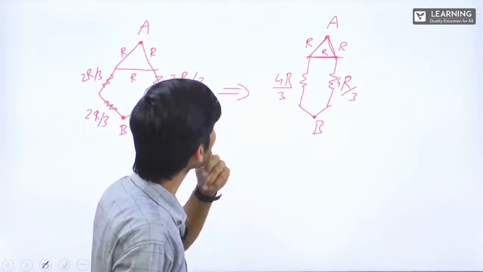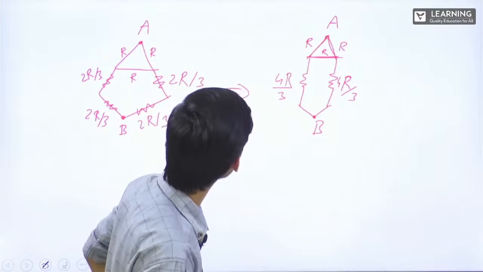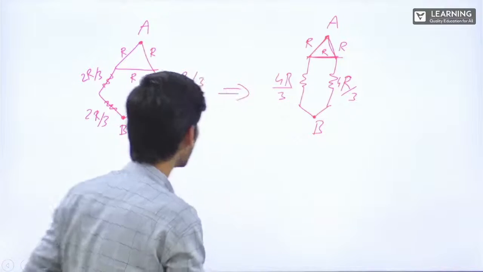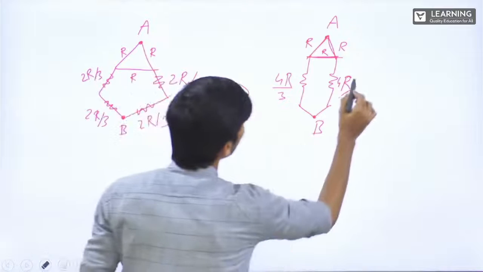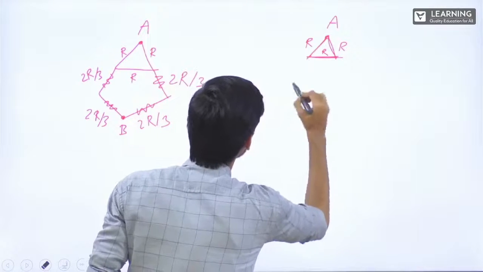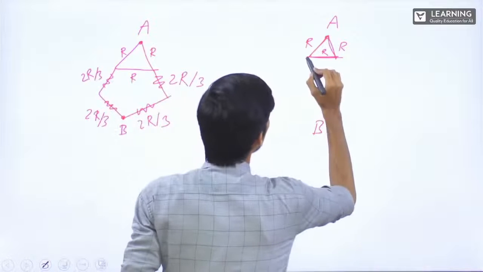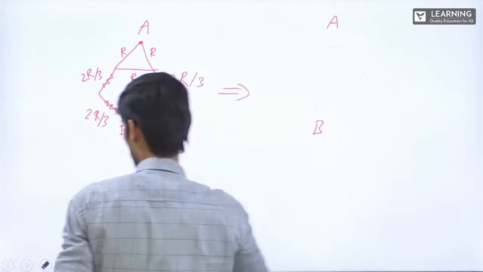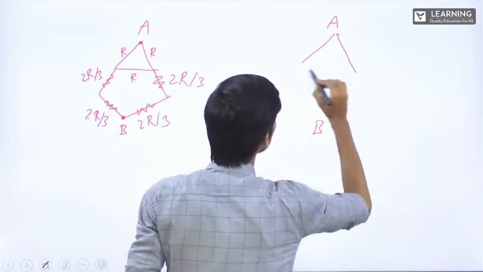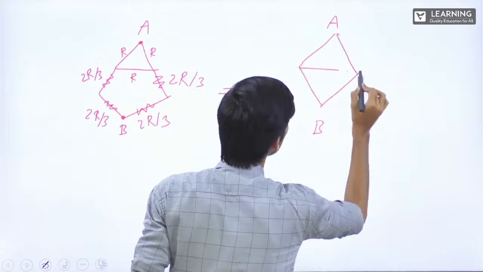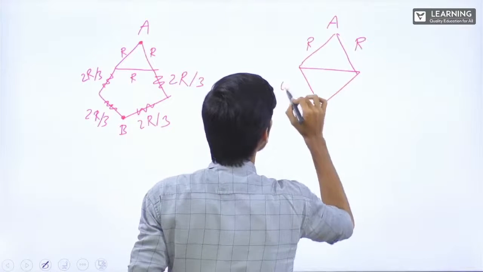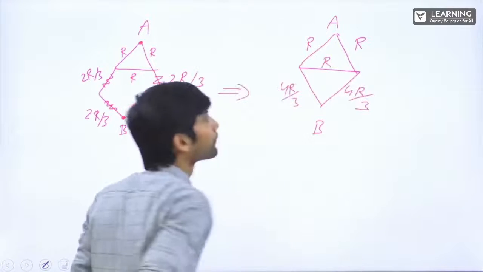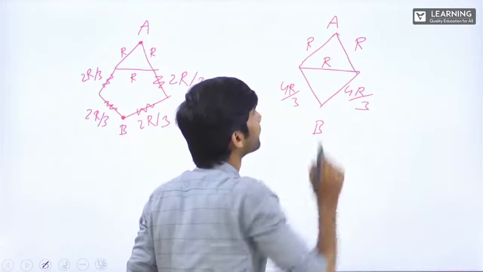Acha, can you see a symmetry here? Let me make it proper so that you can see a symmetry here. Okay, 1 second. A is like this, then this, then this. This is R, this is R, this is 4R by 3, this is 4R by 3, this is R. Can you see a symmetry here?